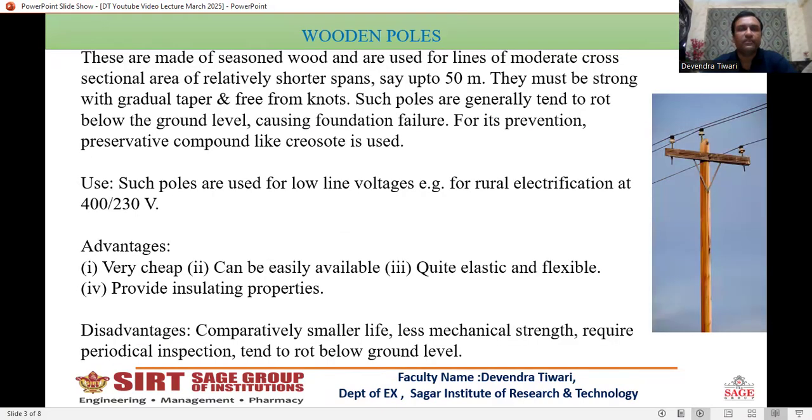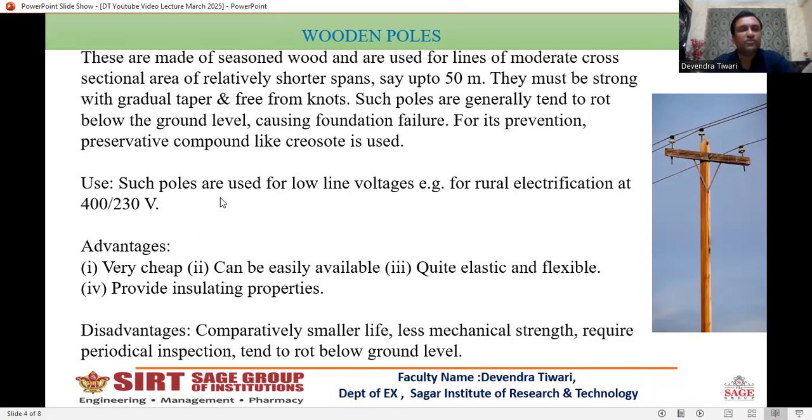Moving to the next slide, first we will understand the wooden pole. This is a picture of a wooden pole. These are made of seasoned wood and are used for lines of moderate cross-sectional area and relatively shorter spans, say up to only 50 meters. They must be strong with gradual taper and free from knots. Such poles tend to rot below the ground level, causing foundation failure. Therefore, for prevention, a preservative compound like creosote is used.